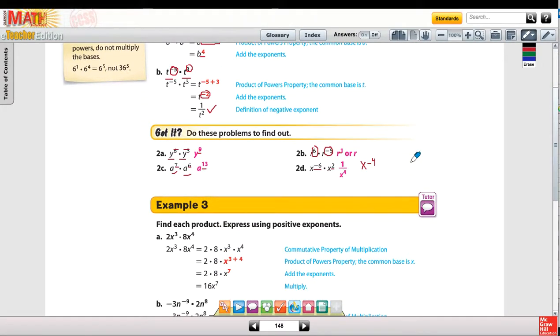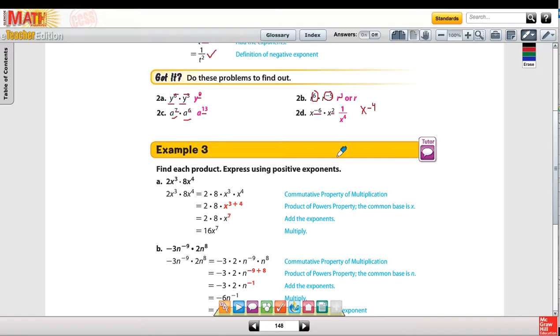base. In example 3, we're adding what we call a coefficient. The number out front in front of the variable is a coefficient. And what we can do is we can use the commutative property of multiplication to rearrange that and put the 8 and the 2 together to give us 16.